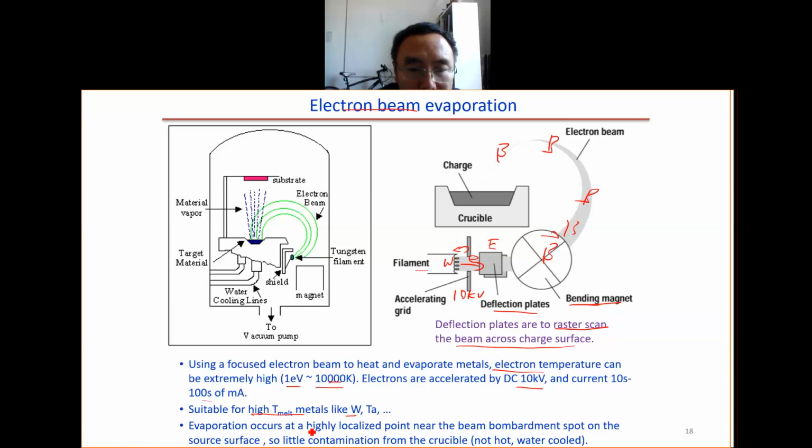The evaporation occurs at a localized point. Here we are only heating in the crucible, and elsewhere there is no heating.